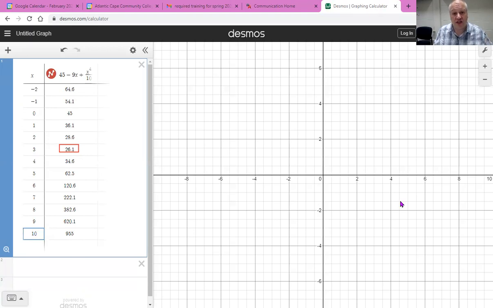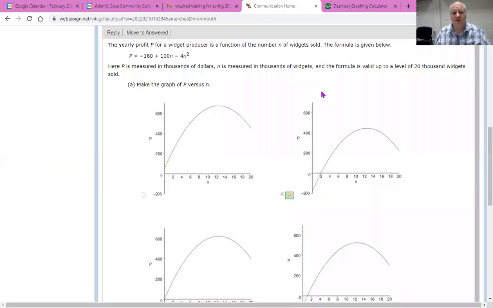We do have a second question. Let's take a look at that one. For the next question in our exam review, I have a student who's asking about the profit here. The question reads, the yearly profit P for a widget producer is a function of the number n of widgets sold, and the formula is given here.